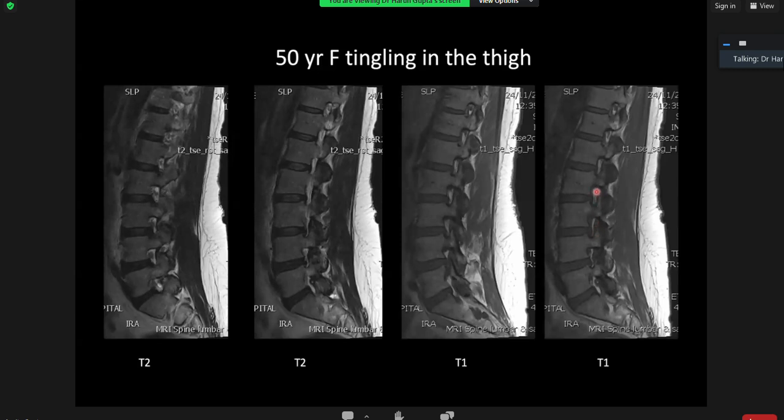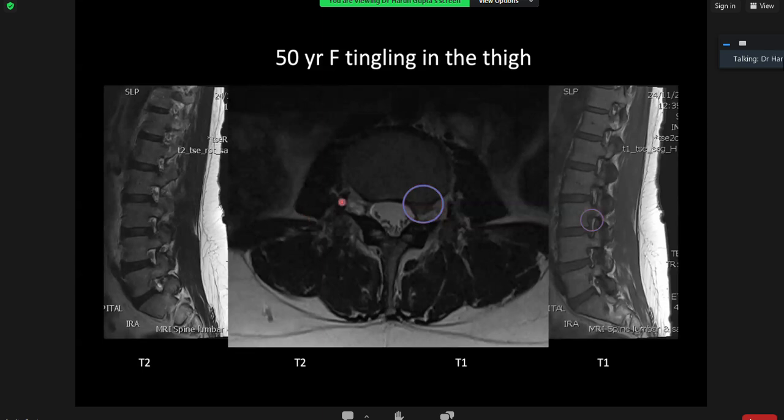Normally, there is disc, there is neural, this is the nerve, this is the fat. Some people call it lamb chop. Nerve, fat, nerve, fat. Whereas when you look here, there is extruded disc material sitting into the foraminal region. And these can be very, very painful, and these can present acutely as well. So in this case, because we know there is tingling in the thigh, which corresponds to the abnormality at the L3 level. So this is the abnormality. This is the foraminal disc protrusion.